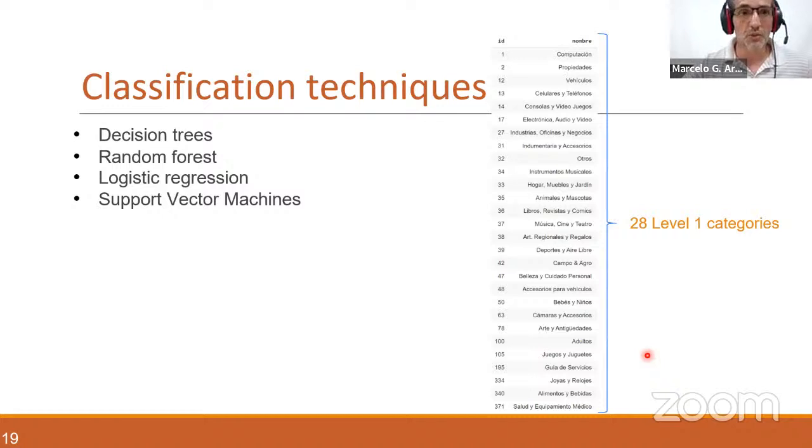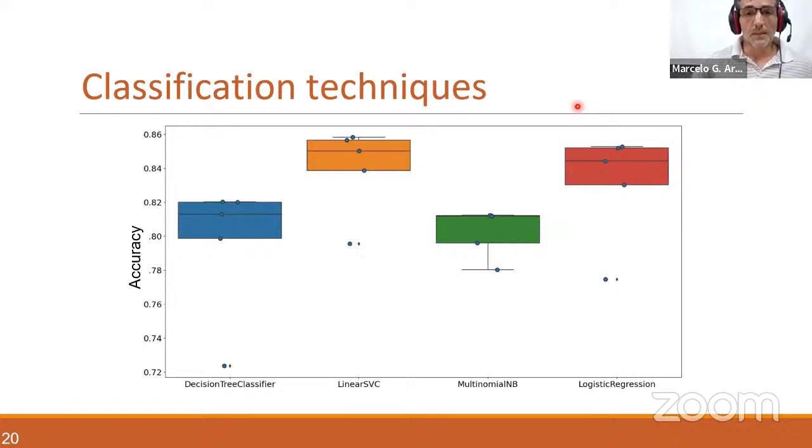The first experiment we performed was to classify the dataset into these 28 level 1 categories. Here we did not group the items category that I will describe later. And we obtained very good results despite the simple classification algorithms that we chose and the simple natural language processing tasks. These are the results for a cross-validation process, and we selected support vector machines with a linear kernel because it gives the best results in this experiment.